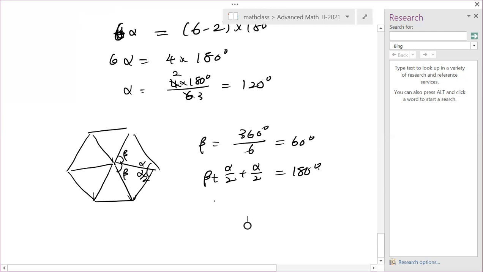So from here, you can get beta plus alpha equals 180 degrees. And beta is already 60 degrees, so alpha is going to be 120 degrees. So that's another way to figure it out. There are many ways to do that.